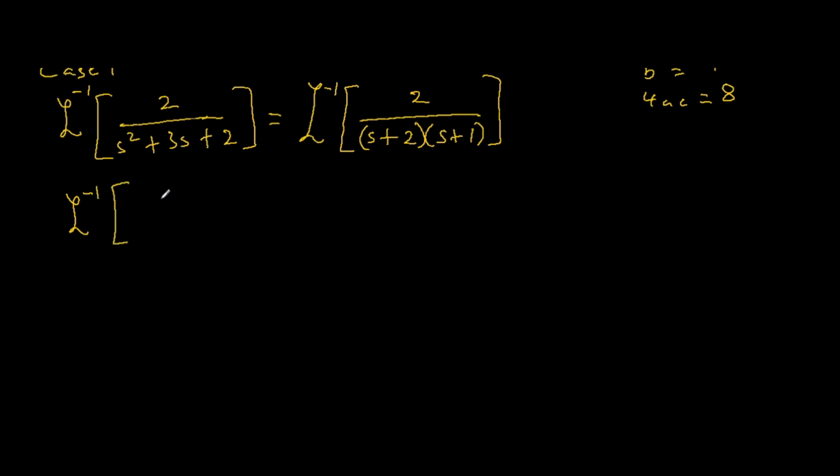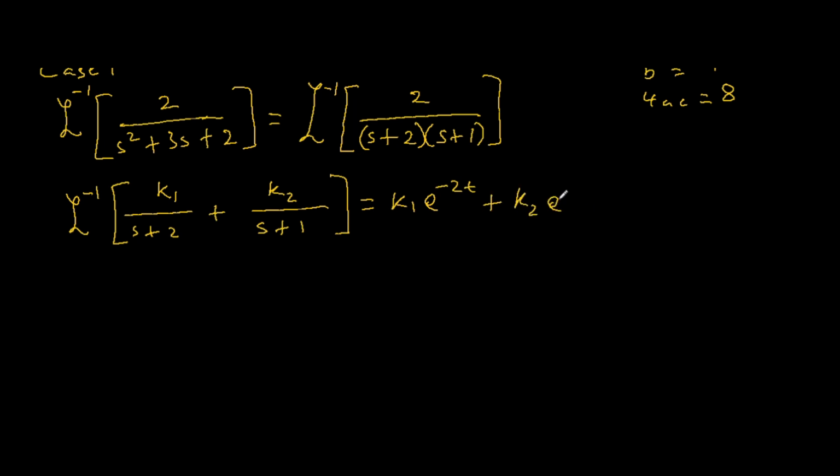Now, this expression can be written as k1 over s plus 2 plus k2, that's any constant, over s plus 1. So any constant over s plus 2, any constant over s plus 1. This is our new expression, and we know that this solution is simply k1 e to the power of minus 2t plus k2 e to the power of minus t.